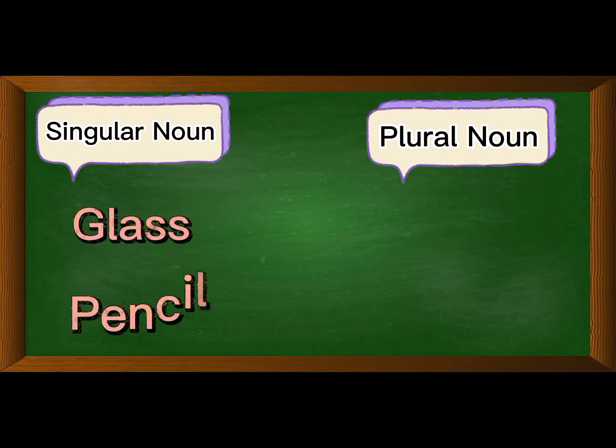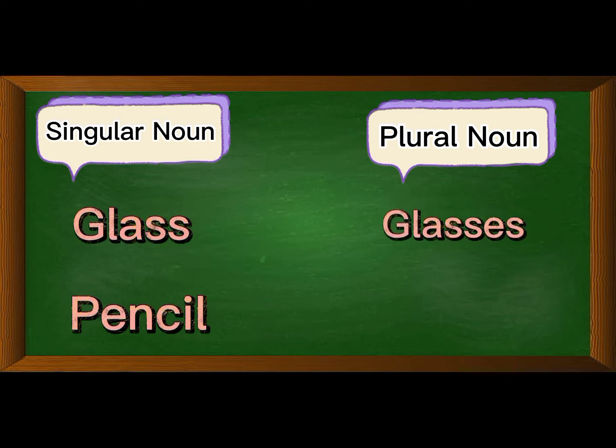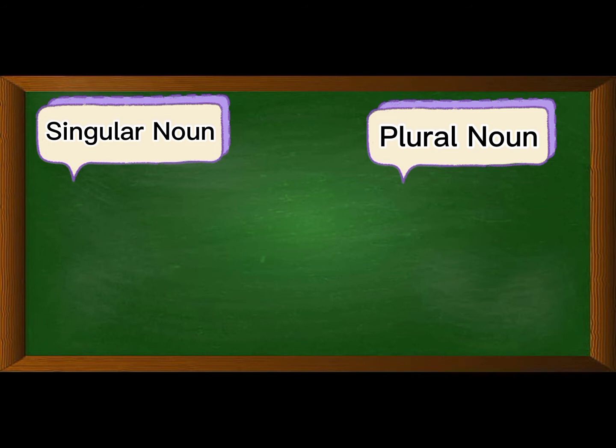Glass, pencil. Who can make these singular nouns into plural? Yes, the plural form of glass is glasses, and the plural form of pencil is pencils. How did you come up with that answers? Precisely, adding s and es makes a singular noun into plural. Now class, how are we going to transform singular nouns like this?